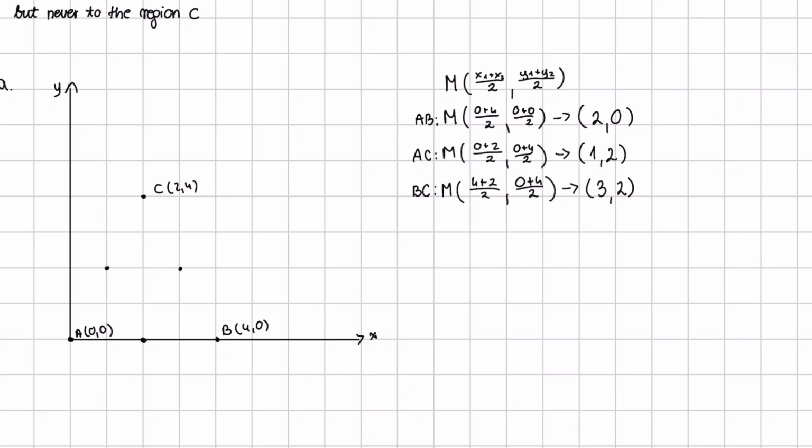Now we have to draw perpendicular bisectors. Basically they are just perpendicular, as its name suggests, to our line segments. So something like this in here between A and B, and here between A and C, something like this, and here between B and C, something like this, and that's our Voronoi diagram.